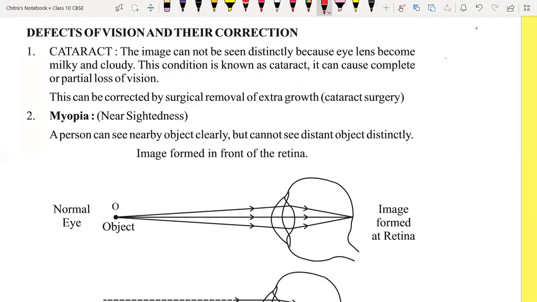So, hello students, welcome back to our chapter Human Eye. We are going to start the defects of vision and their correction.